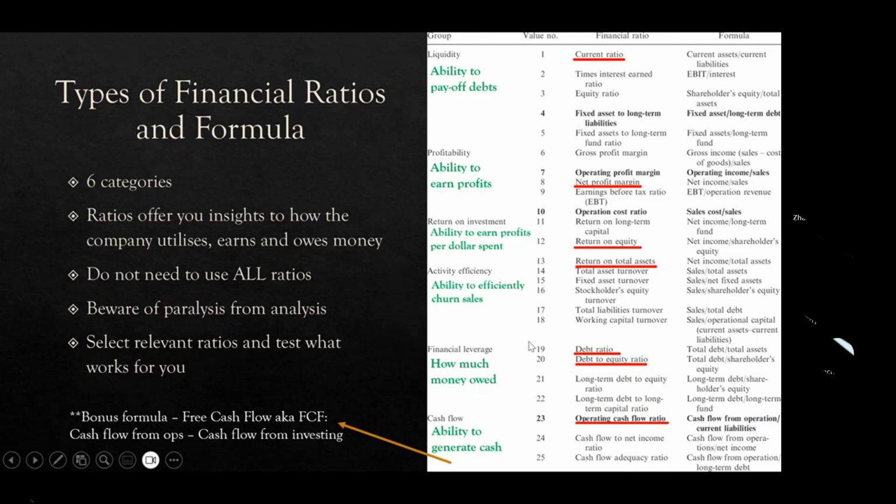Okay. So one bonus formula that I've listed over here is known as the free cash flow, right? Also known as FCF. So this is basically the cash flow from operations minus the cash flow from investing. Okay, so if it's positive, and it's a high positive as compared to purely the cash flow from operations, then it's something that we will look at the company quite favorably.